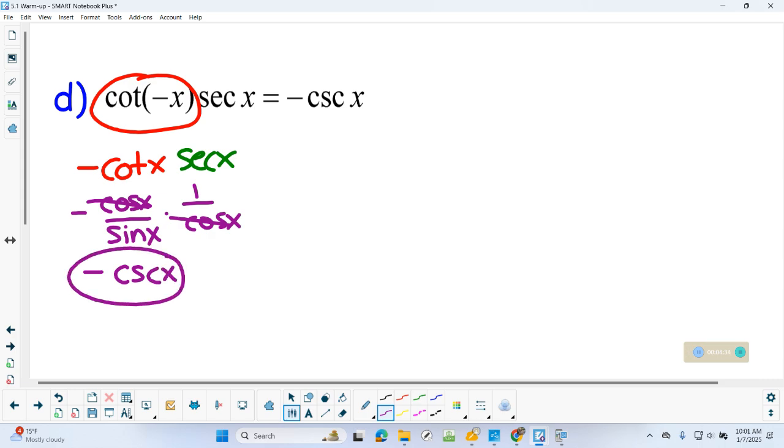Because, of course, some of these have multiple identities for them. Cotan, you have 2 choices there. If you're not sure which one to use, use the one that has sine or cosine in it. Usually something will shake out and simplify.